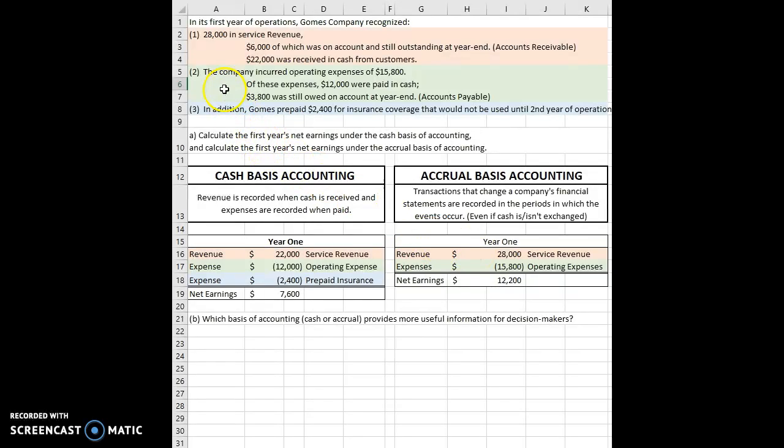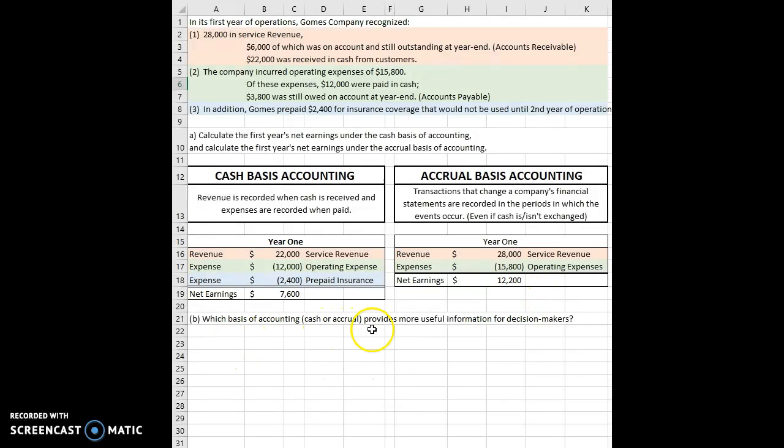The same rules apply for expenses. So we have a total of $15,800 for expenses. Even though we were only paid $12,000 of that, we are still going to account for the entire value because that is what was used during the first year of business. And next we have insurance, which was prepaid for next year. So this was not an expense that was incurred during the first year of operation under the accrual basis accounting, even, like it says, even if cash is or isn't exchanged. So we're going to take our total revenue of $28,000, subtract our expenses, which gives us a net earnings of $12,000 for the year.